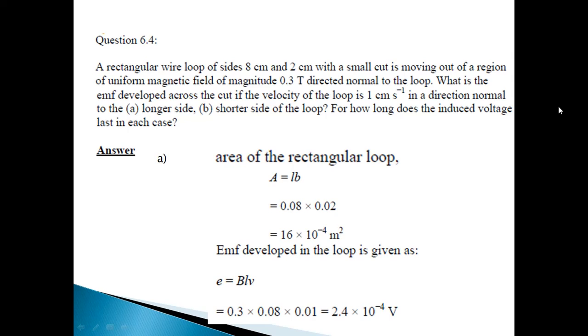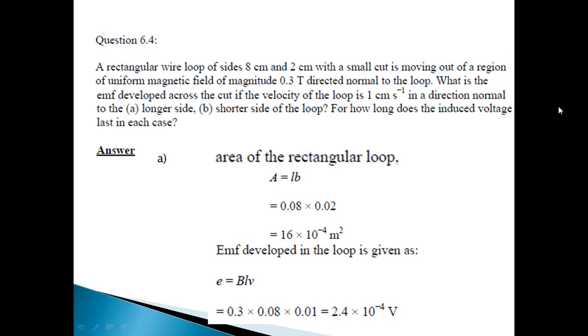Next, we have to find out what is the EMF developed across the cut when the motion is perpendicular to the shorter side. And how long does the induced voltage last in each case? Of course, you know the induced voltage will last only as long as the coil or the loop remains inside the magnetic field. Okay, so let us do the first part.